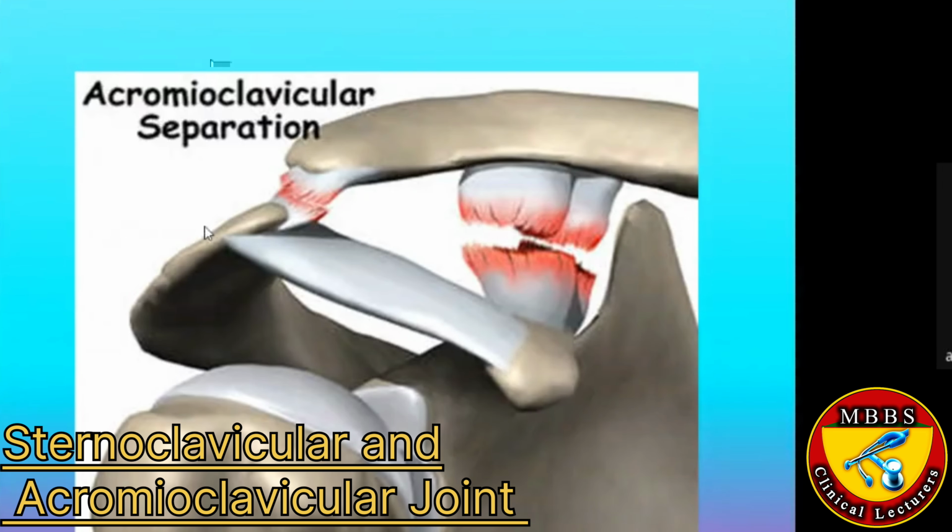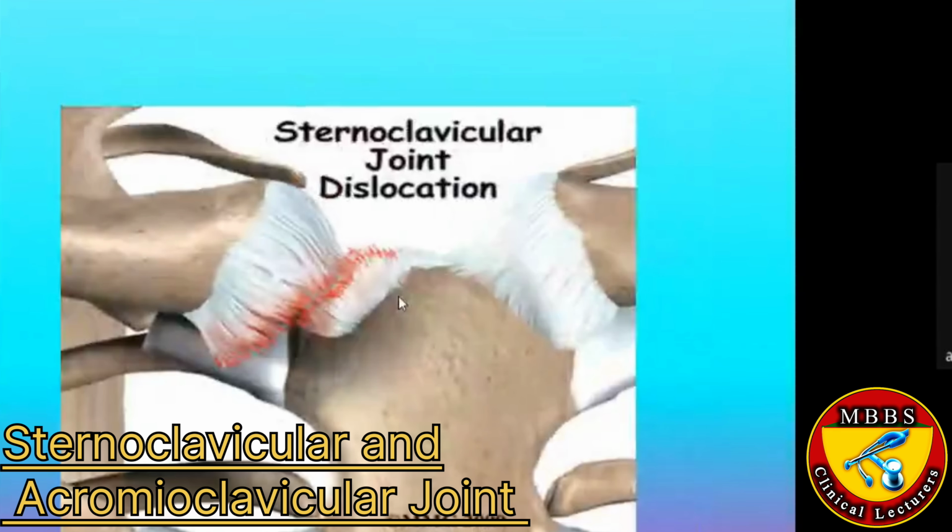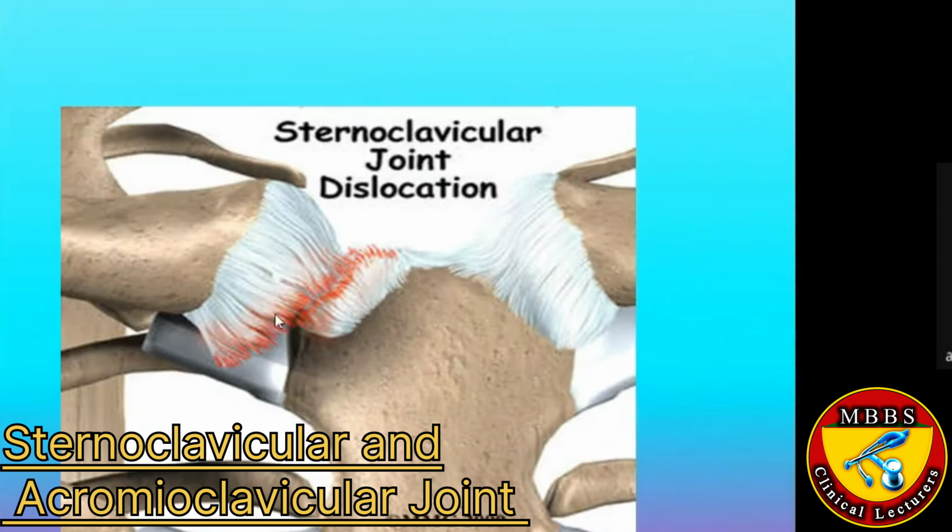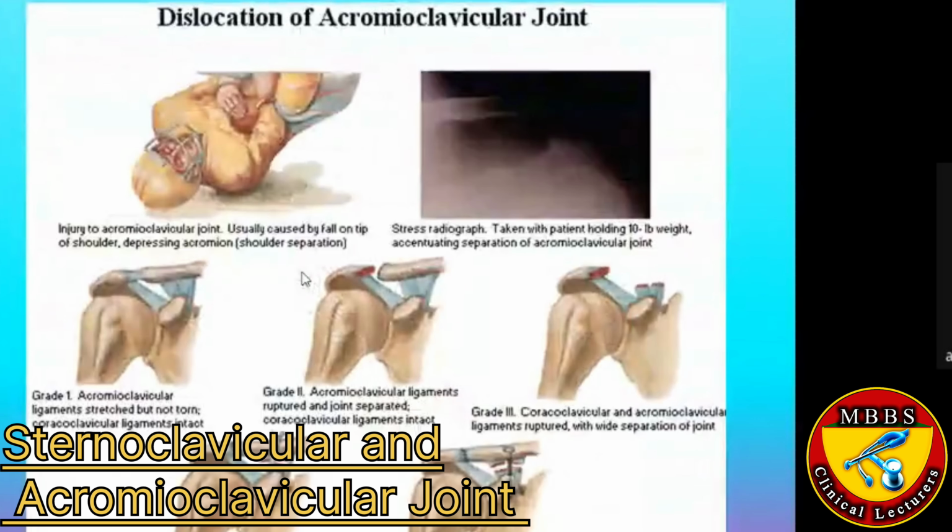Now, coming to the injuries, you can see that there is a break in the ligament, and we call it the acromioclavicular separation. And over here, you can see there is a dislocation in a joint, and this is the sternoclavicular joint dislocation, which occurs due to the break in the ligament. Injury to the acromioclavicular joint usually occurs due to a fall on the tip of the shoulder, depressing the acromion process. They can be of different intensity, and we classify them according to grades.